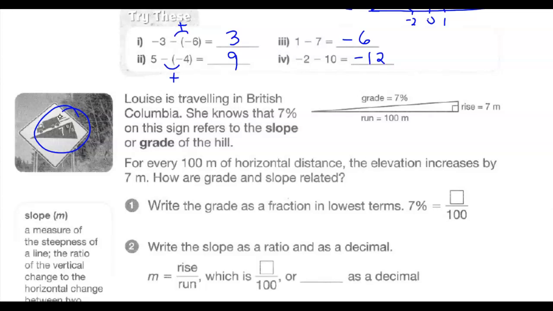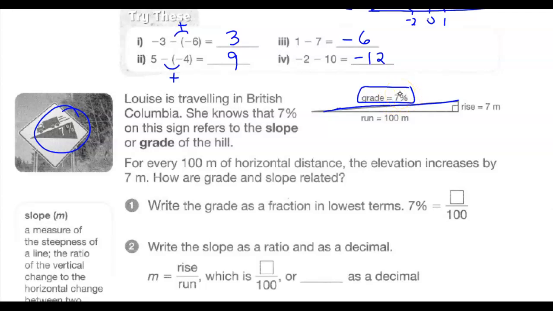Okay. How are the grade and slope related? So it's going to take us through step by step. But this here shows a diagram. So here's the road. It's on an uphill or a downhill, depending on which way you're going, obviously. And so for every 100 meters horizontally, the rise is 7 meters high. Okay, and so the grade is 7%.